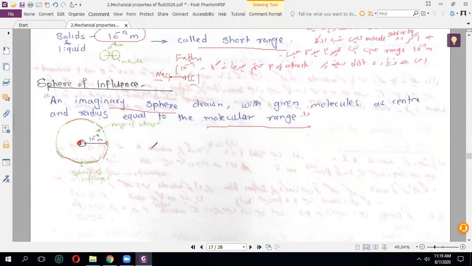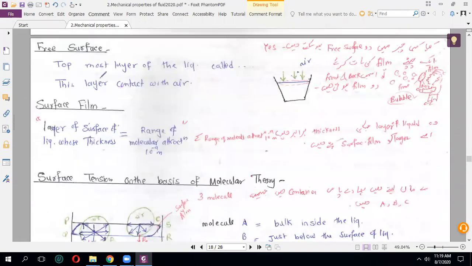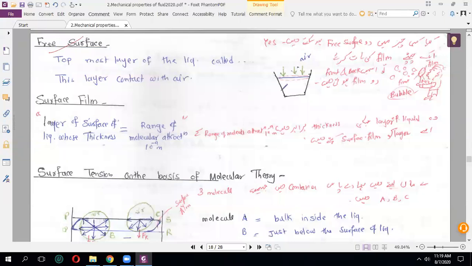Okay, students. Next is free surface. What is free surface? So we see the example. We have a glass. I'm putting water in that glass. So the upper layer surface, which is free from air, this surface is called free surface. The topmost layer of the liquid is called the free surface. This layer is in contact with air.